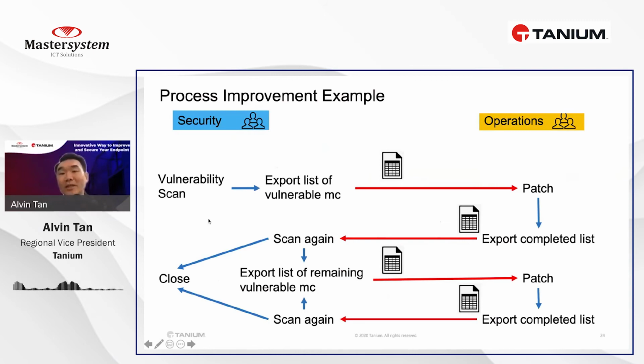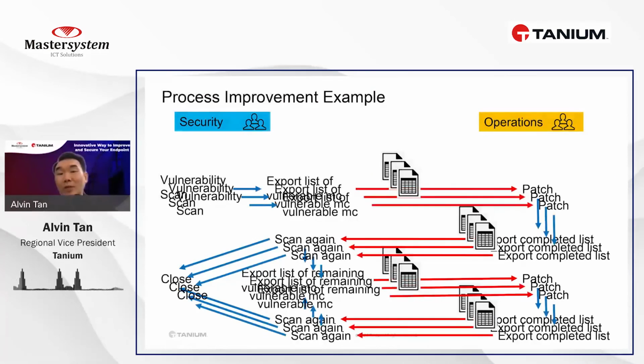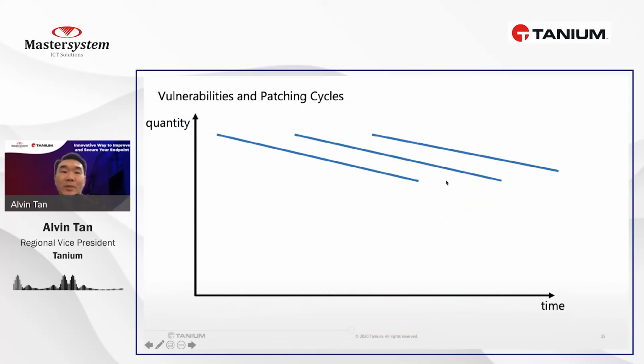Okay, this looks like an interesting workflow, but the truth is that with vulnerability scans, new vulnerabilities will appear every day. So this will need to happen in parallel, right? Many different scan lists will happen in parallel. You can start to see how complex this process is. If I plot out the graph, right?